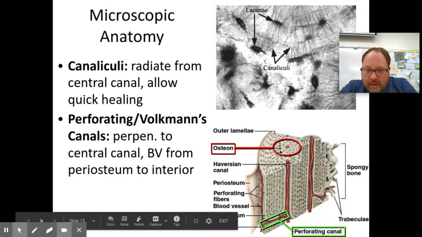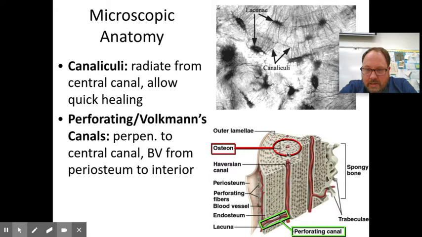So we know we have the osteon, we have the neighborhood, and we know that we have the lamellae, so the streets in the neighborhood. How do you get the nutrients from the central canal out to the homes? Well, just like there are alleys that connect streets, there are little channels in the bone that connect the lacunae.